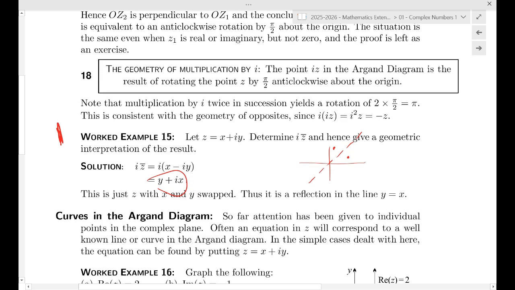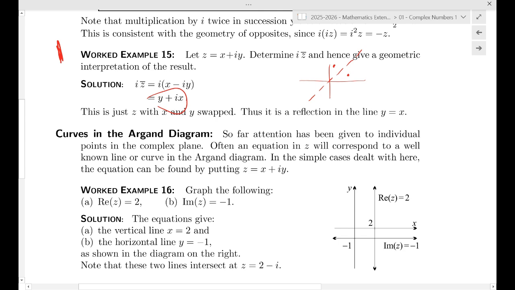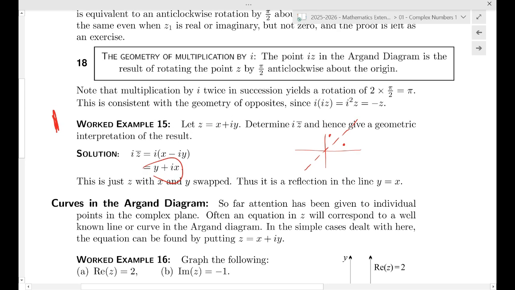Curves in the Argand diagram. So at the moment, we've been doing just individual points. We haven't worried about curves. But often an equation in Z will correspond to a well-known line or curve in the Argand diagram. All right. So here is a couple of well-known curves. Real Z equals 2.